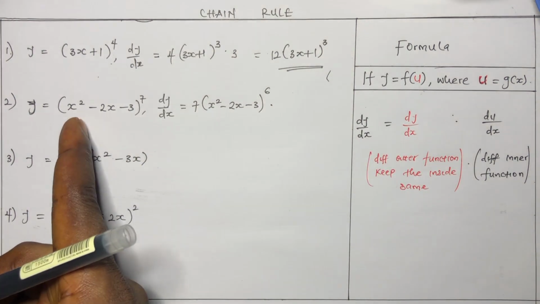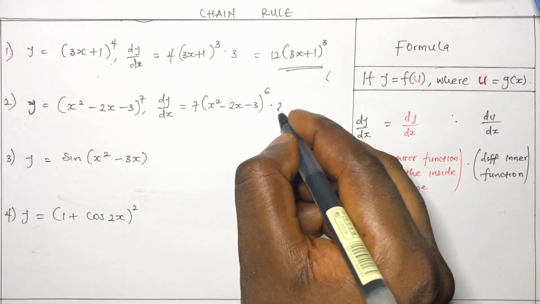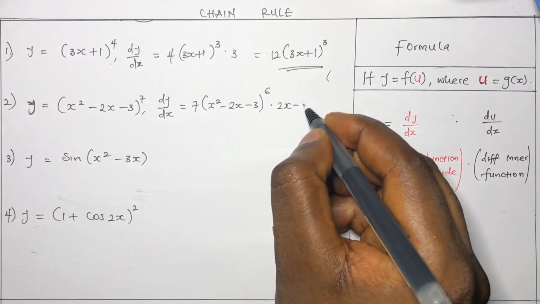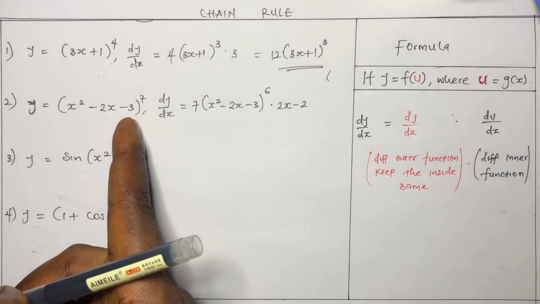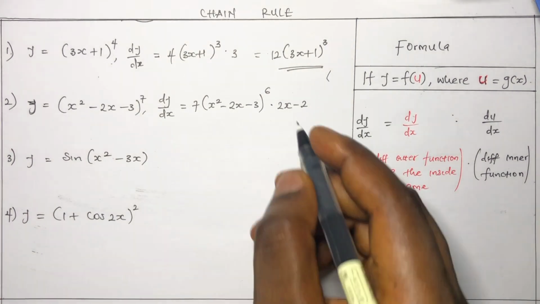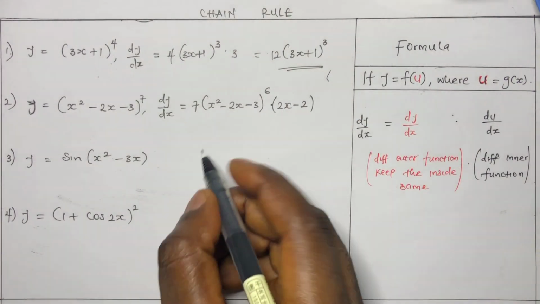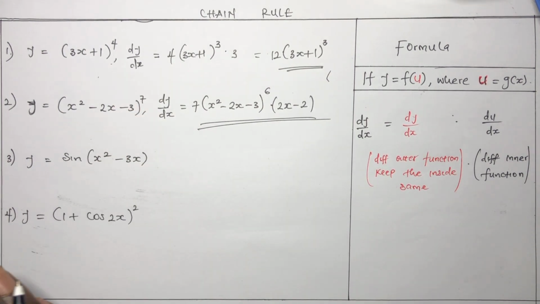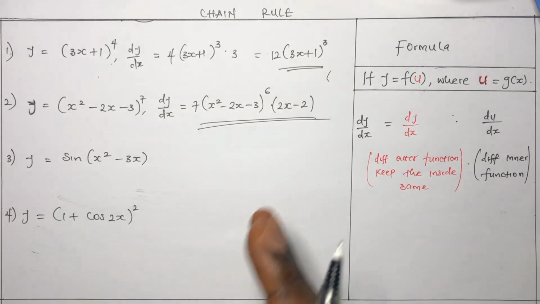So if we differentiate x squared, we have 2x. And then if we differentiate negative 2x, we have negative 2. Then this is a constant. If we differentiate it, it is basically 0, so we don't need that. So this is basically the derivative of this particular function. You don't have to begin to expand this.